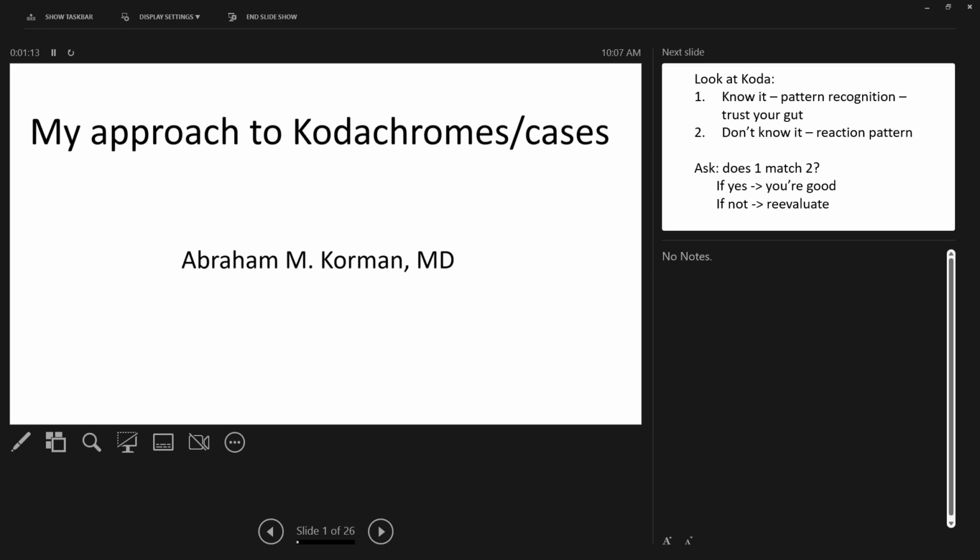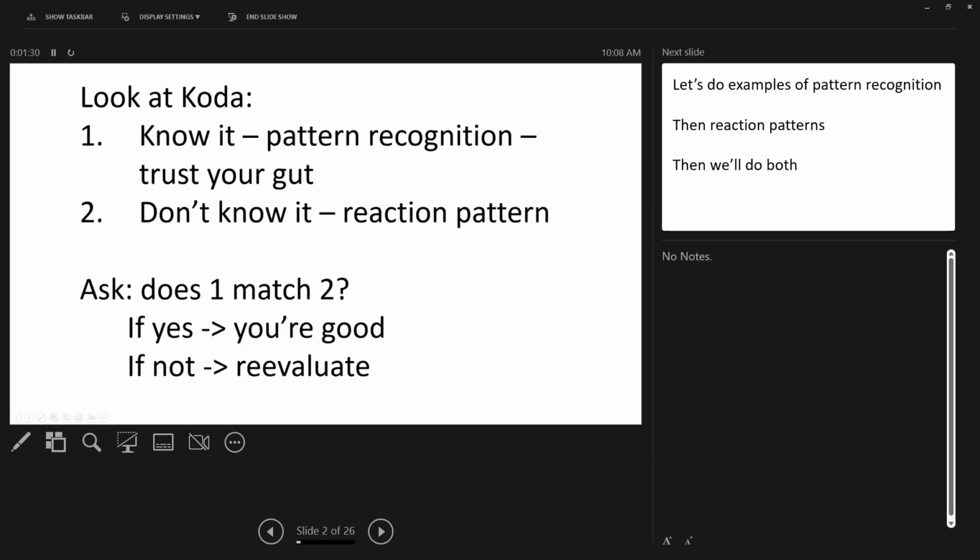So this first PowerPoint presentation is a little less focused on actual Kodachromes. There are a few at the end, but more so a good approach and a good framework for approaching and attacking Kodachromes in cases that could be unknown or undifferentiated. So let's get to it.